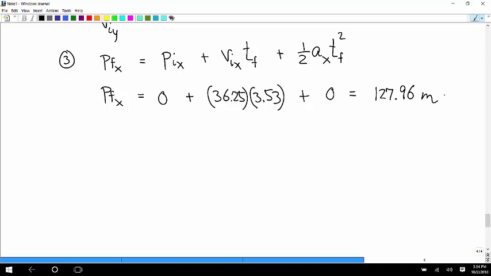If you choose your positive direction, your positive y-axis up, and that's what I would recommend doing, then AY is always negative 9.81. Okay, that's it. I'll give you some questions to work on.